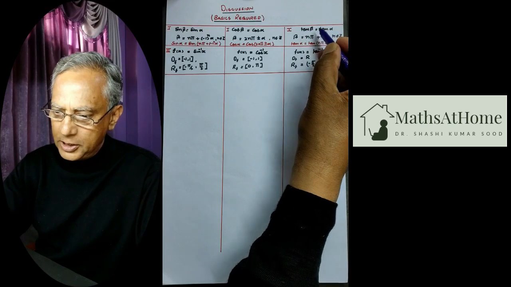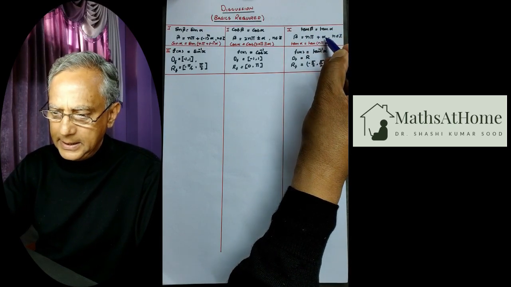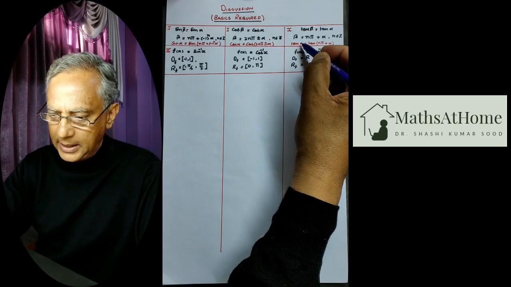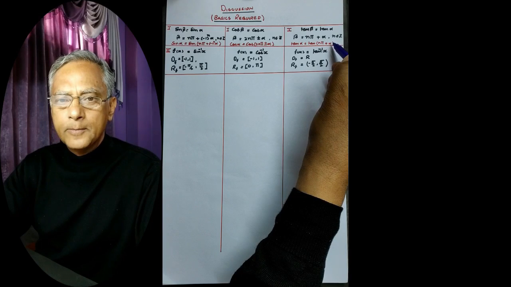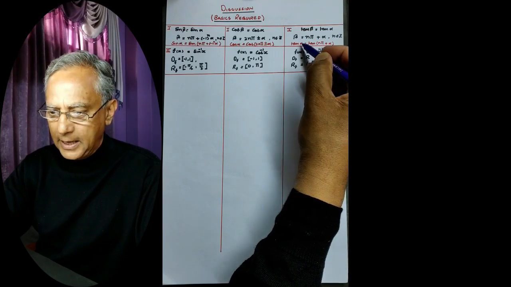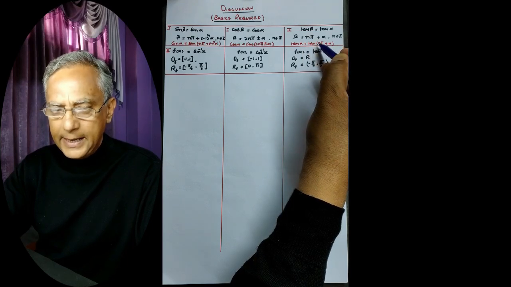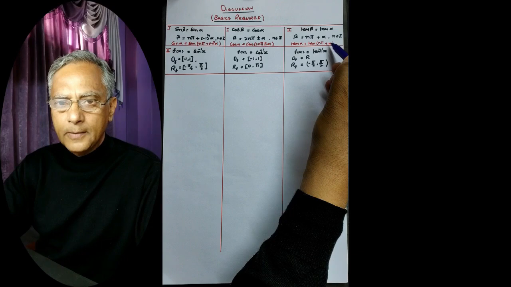And similarly, if tangent beta is equal to tangent alpha, then beta must be equal to n pi plus alpha. That is, tangent alpha must be equal to tangent of n pi plus alpha. If alpha is one of the solutions, then the general solution is n pi plus alpha.